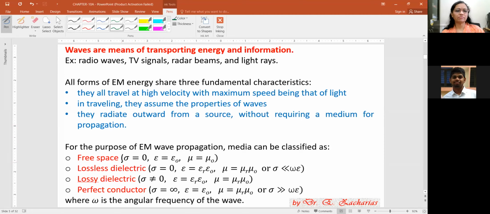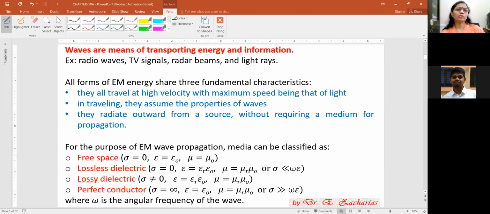So the first medium is free space. Free space, you all know. And what would be the characteristics, or constitutive properties, sigma, epsilon, and mu for free space? Sigma equal to 0. Conductivity is definitely 0. Epsilon equal to epsilon naught and mu equal to mu naught.